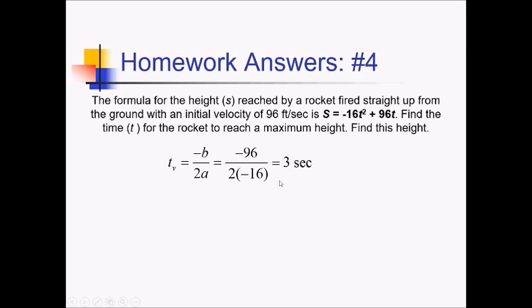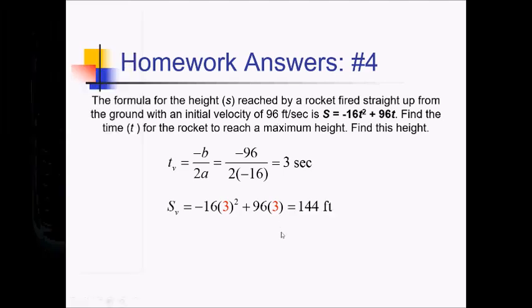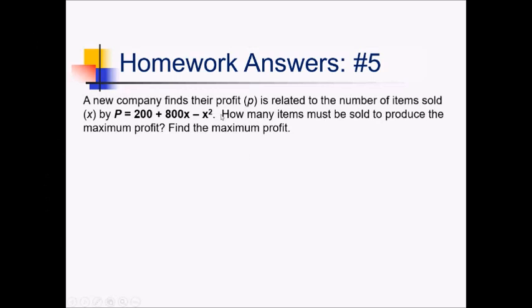Now to find the actual height at 3 seconds, I just have to plug 3 back into the function here. I'm basically finding the y value of my vertex, the output value. So I've got negative 16 times 3 squared plus 96 times 3, which I will again go to the calculator for. Plugging that into the calculator gives me back 144, and based on this problem, that is in units of feet, so 144 feet.